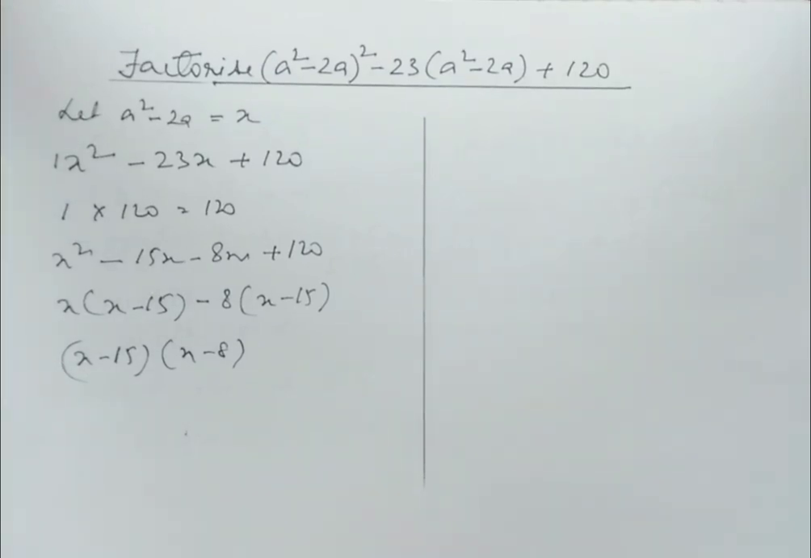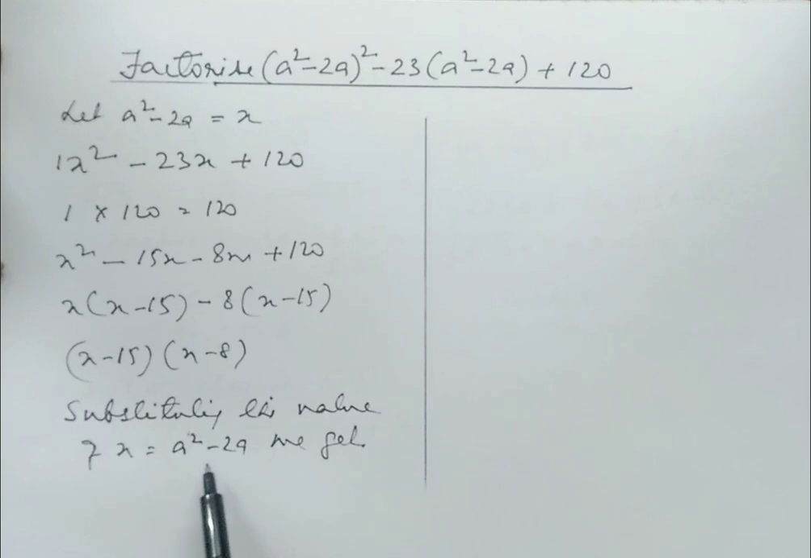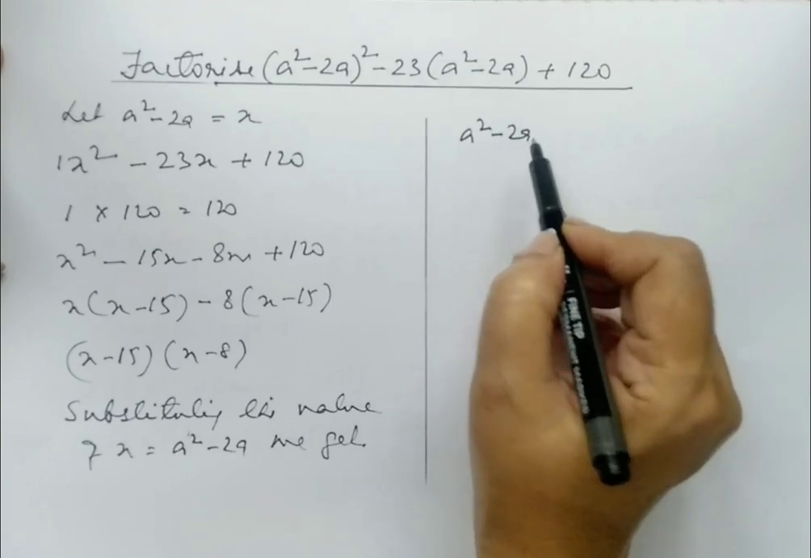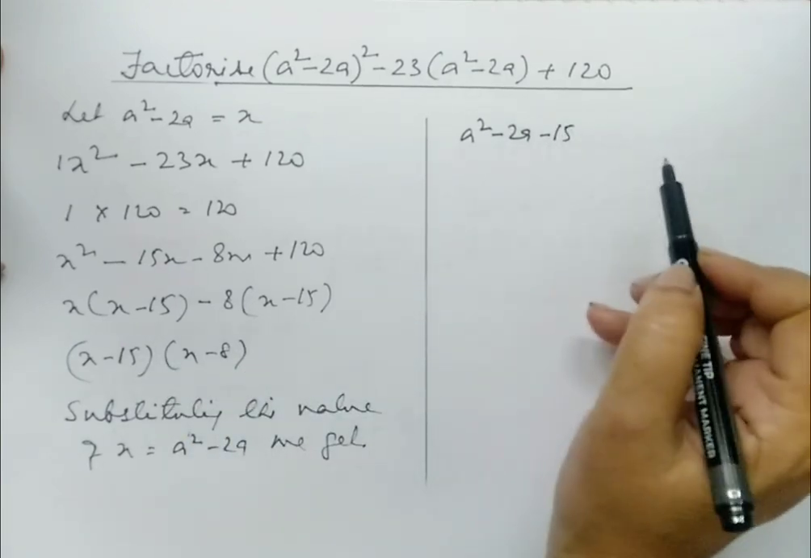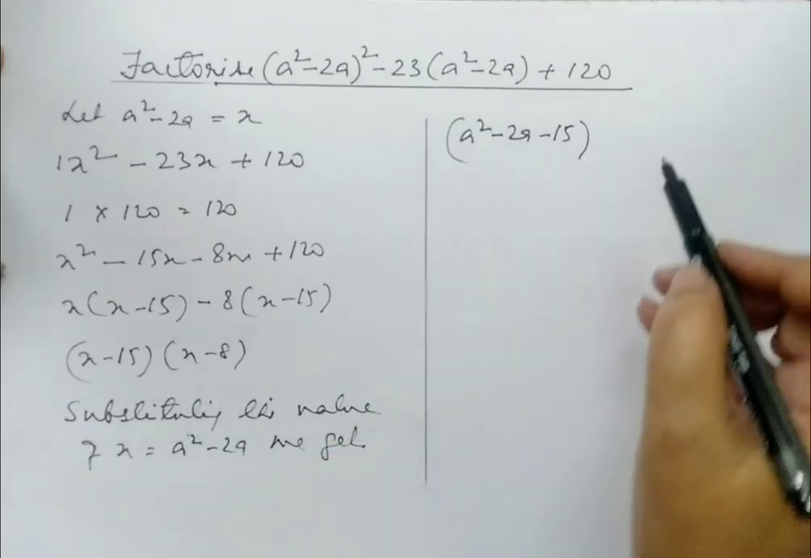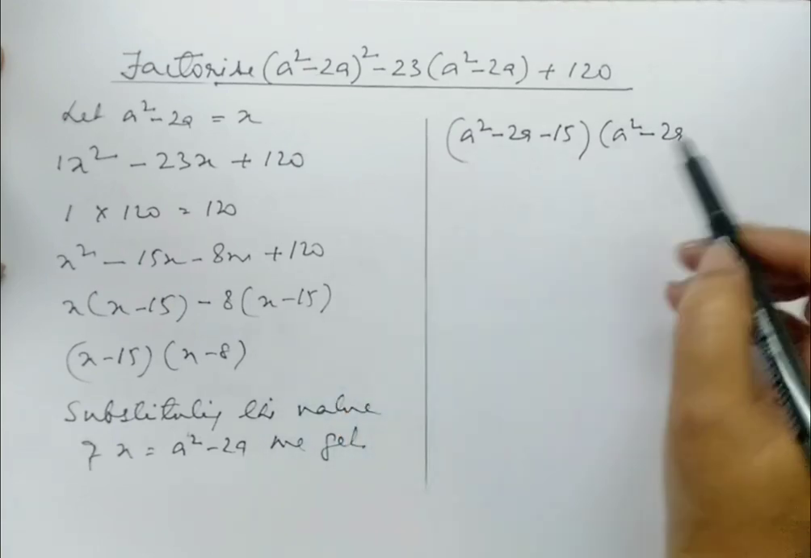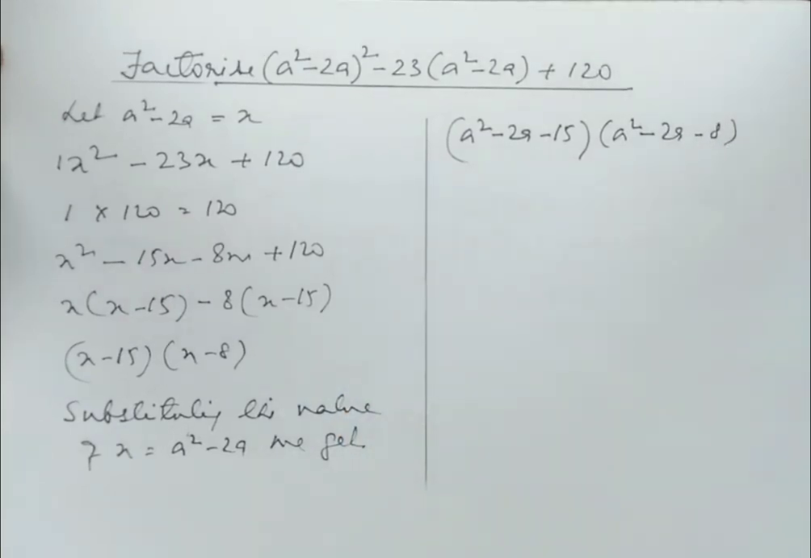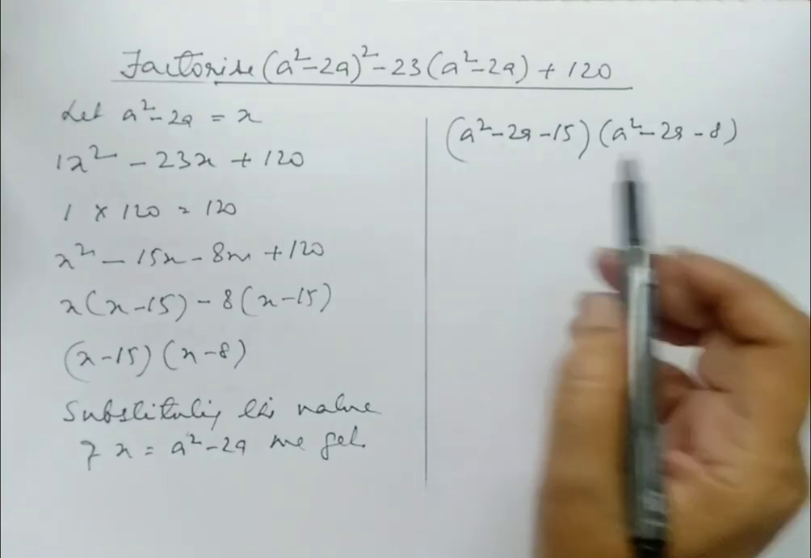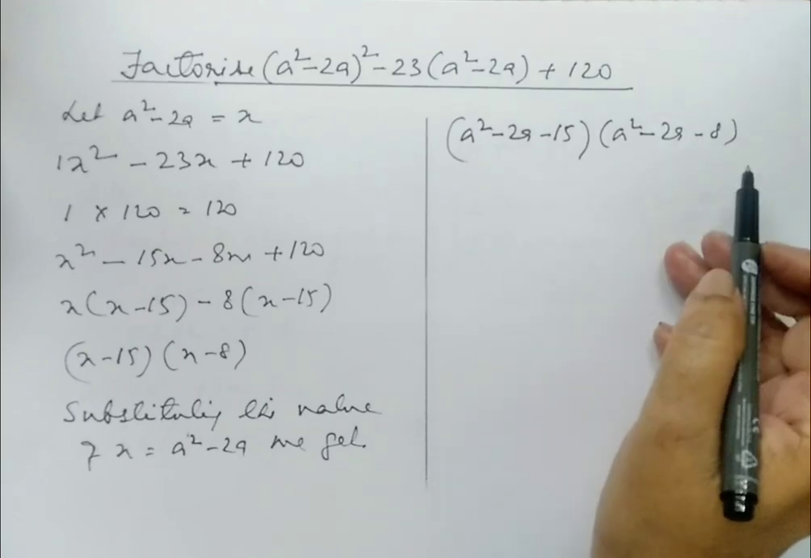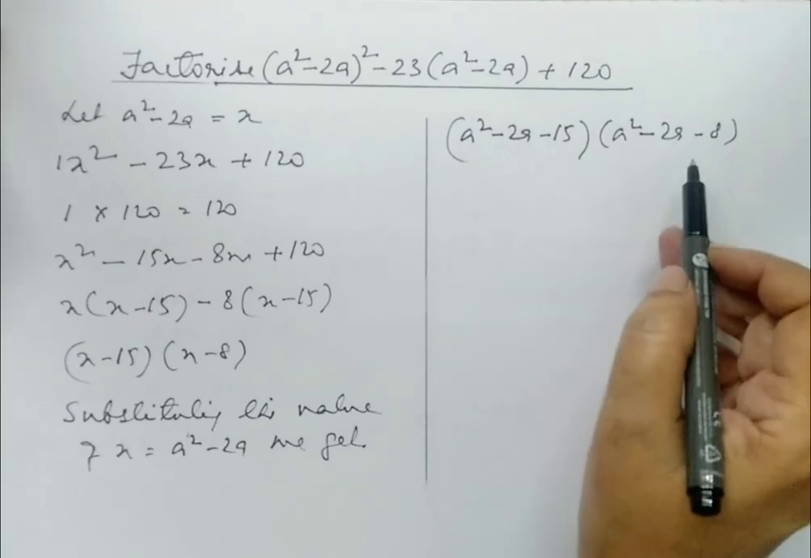Now it's time that I substitute the value of x, which has been equal to this. So a square minus 2a in place of x. So we get a square minus 2a minus 15, and for this, a square minus 2a minus 8. So do you think we end up here? Is there anything else to be done with this, or do you think this is the final answer?